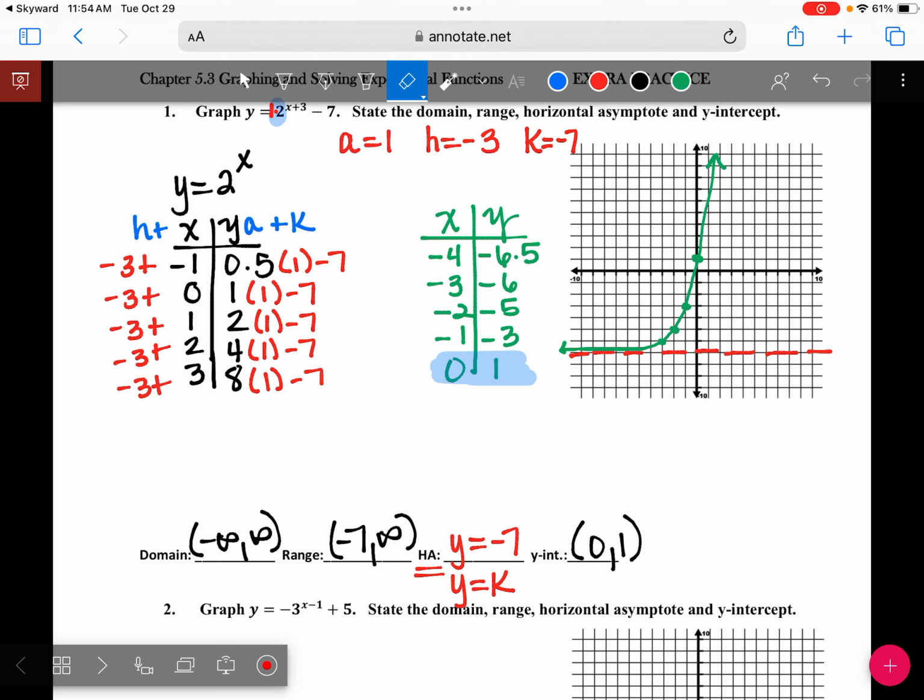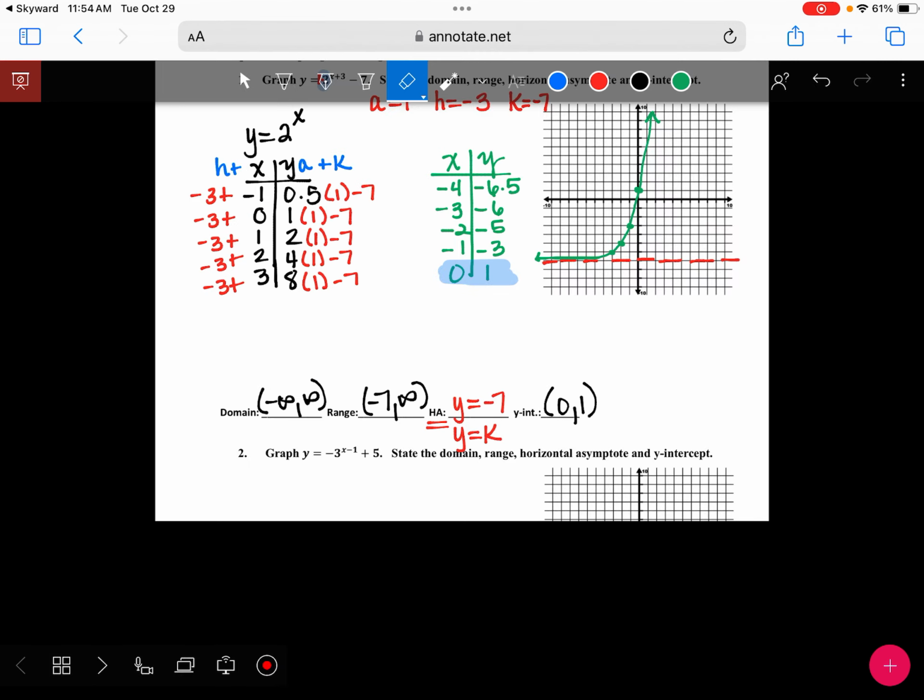Yes? When is the domain not all real numbers? For exponential, never. It's always all real numbers if it's an exponential function. Good question. So that's the point we should all get Friday, because we already know the answer.